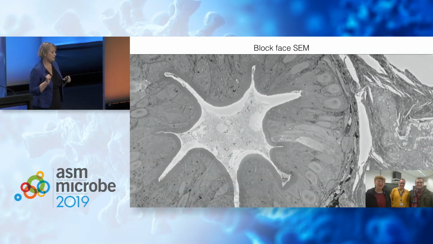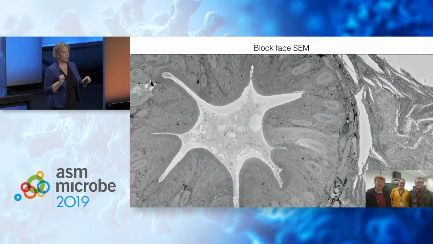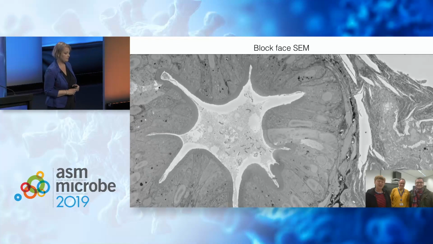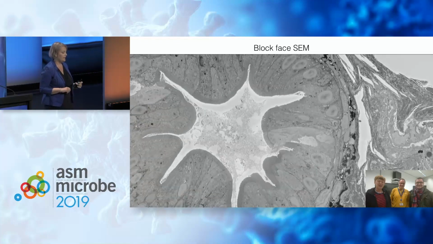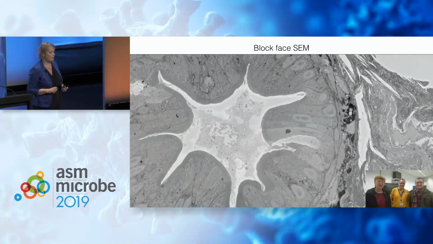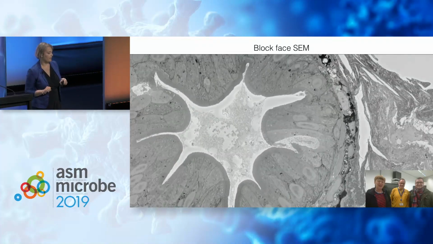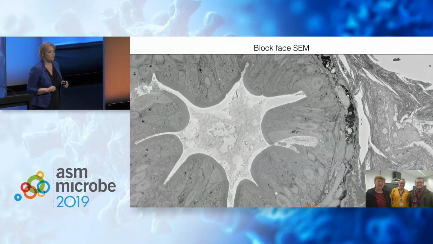And in the middle of the lumen, you can see these little dark dots. These are all Vibrio cells. And on the upper right corner, you can see a dying cell from the host. So we have a lot of data. We still have to figure out how to analyze these massive data sets.